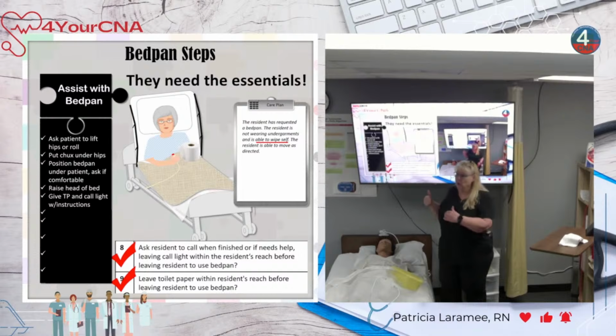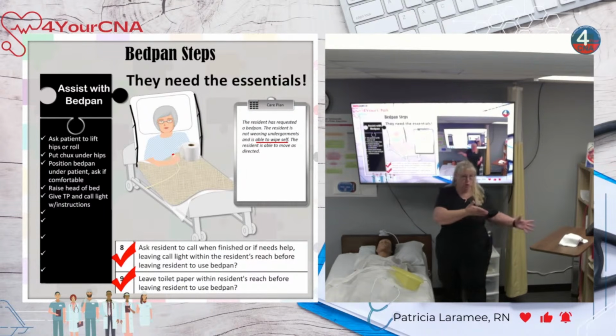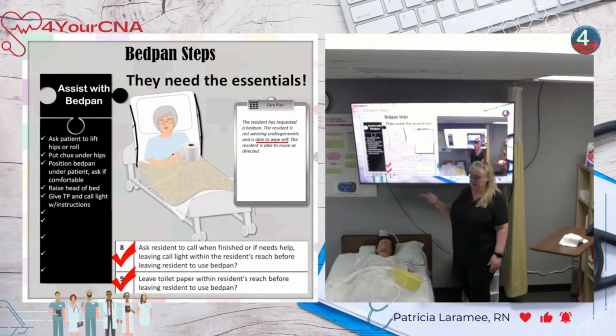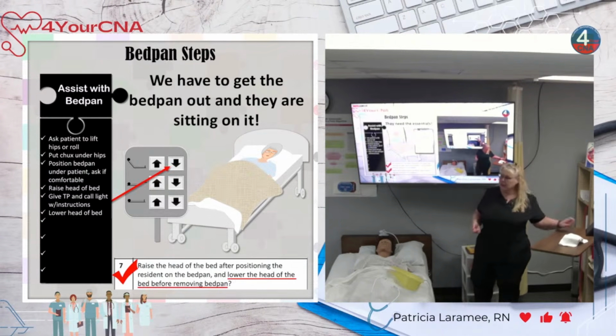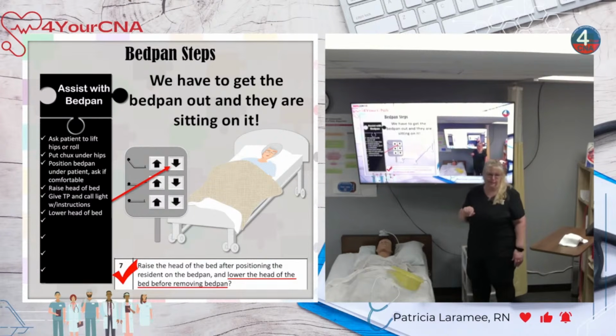So before we walk away from that patient, they need their toilet paper and they need their call light to let us know when they're done. So we're going to get our patient in a sitting position with the bedpan under them, chucks under that. We're going to give them their call light and their toilet paper, and then we're going to walk on the other side of the curtain and we're going to wait until they say, I'm done. When they say, I'm done, we're going to come back around and lower the head of that bed.